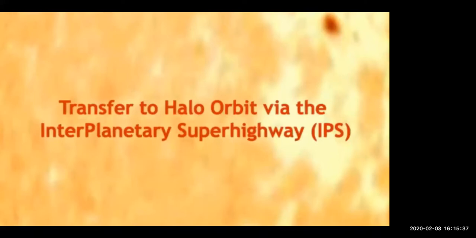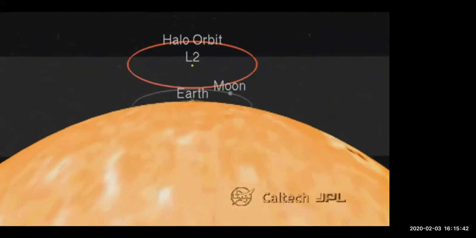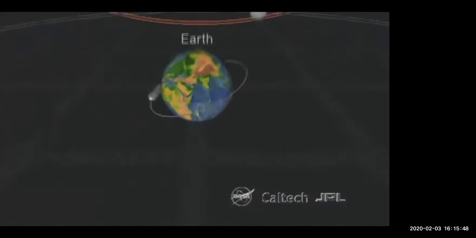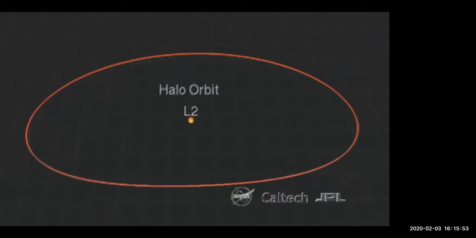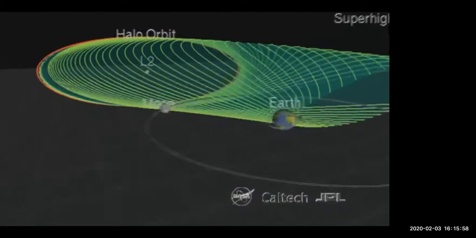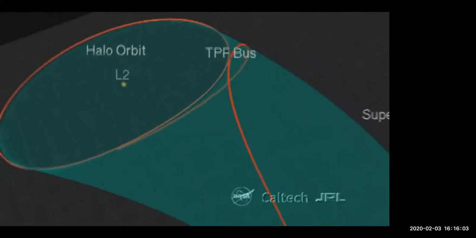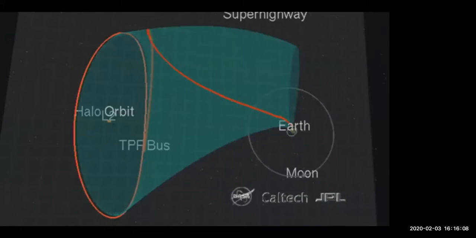Getting back to the Sun, Earth, Moon region, let me give you a little picture. I think this is a movie. So coming from the view of the Sun, here's the Earth, here's a spacecraft in orbit around the Earth, and here is an L2 orbit around the Sun-Earth L2 point. And we're showing a superhighway made up of a bunch of individual trajectories as it intersects this orbit around the Earth. And if you wanted to deliver something to that orbit, you just need to get it onto this green surface, this manifold, and you get the transfer for free.